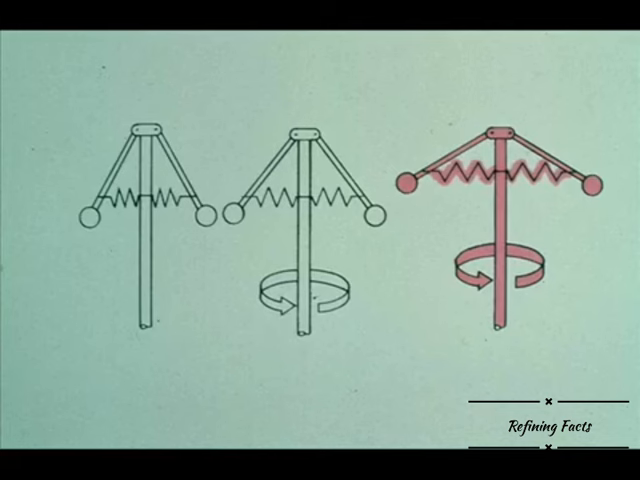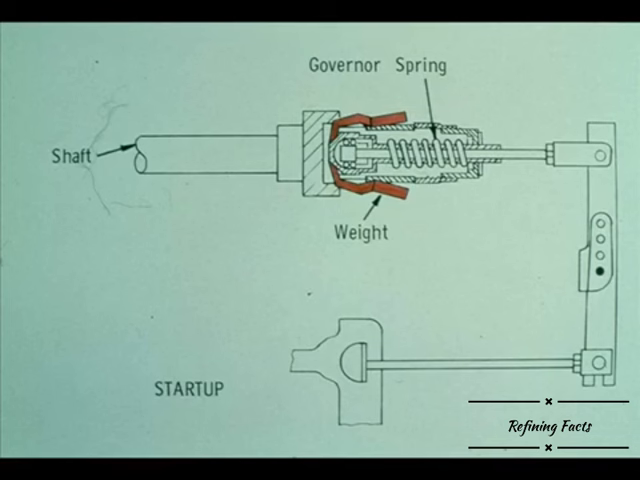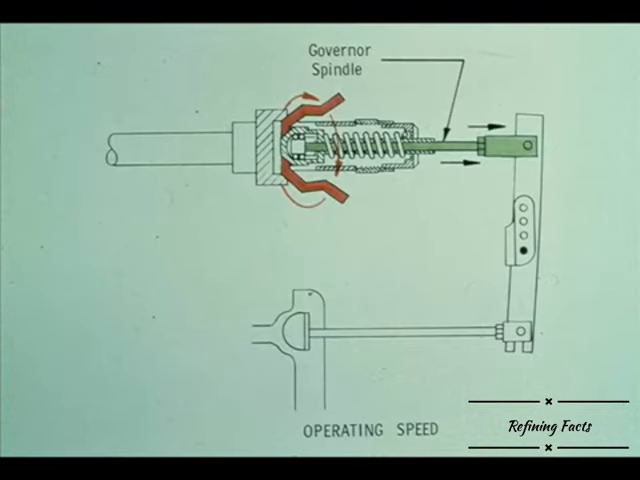In this illustration of the entire constant speed governor, the turbine has just been started up. The weights are held in tight to the spindle by the spring, and the valve is in the open position. When the turbine reaches operating speed, the weights are pivoted away from the governor spindle by centrifugal force until they reach the normal operating position.